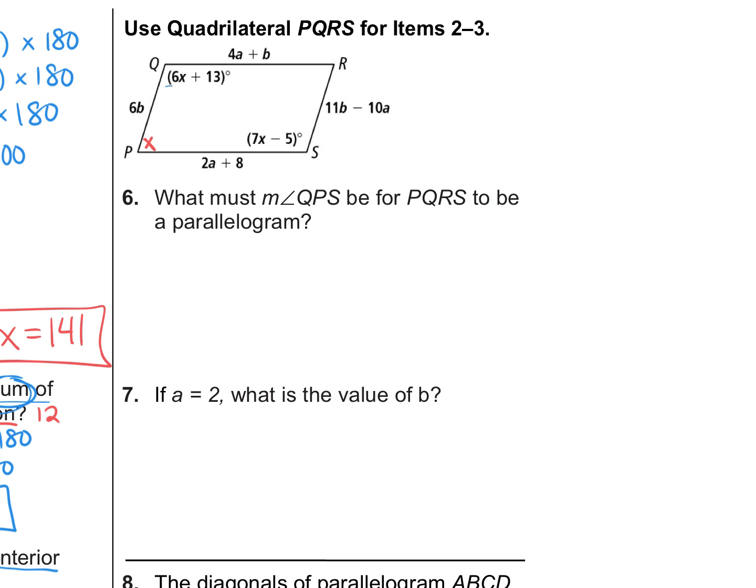The opposite one. They gave us angle Q and angle S. What's nice about angle Q and S? They equal each other. Remember, opposite angles in a parallelogram equal each other. Okay, so how can I find the value of x? Set them equal to each other.